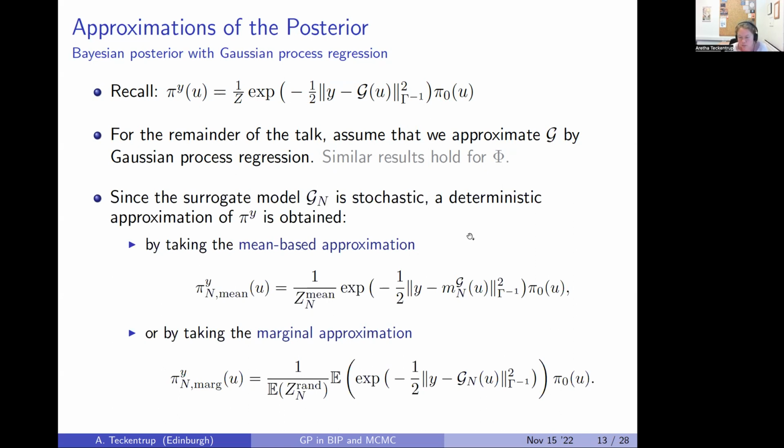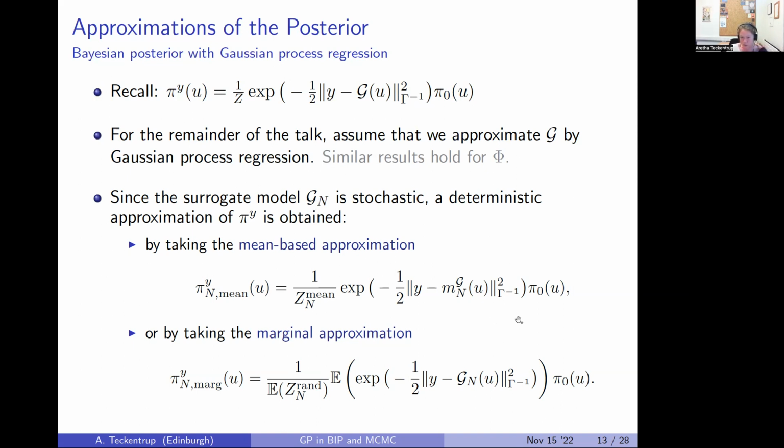So you definitely have these two options for using the surrogate model. As I said, we want to approximate G. Because the surrogate model that we've constructed is stochastic, our surrogate model Gn is a Gaussian process. You can also think of it as having a probability distribution on surrogate models. So you don't just have one surrogate model, you get a probability distribution on the space of surrogate models.